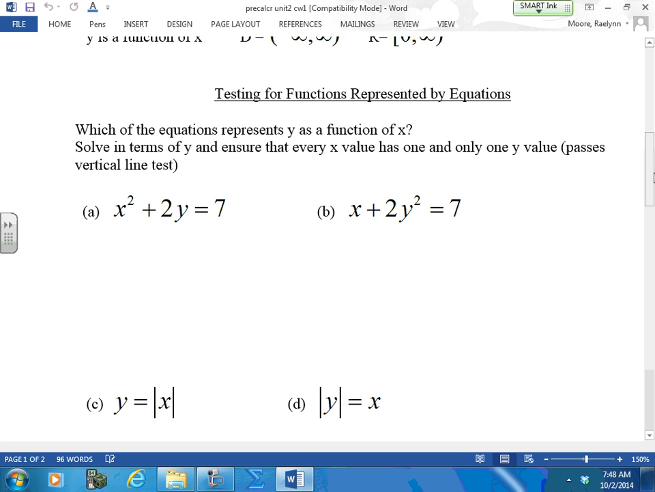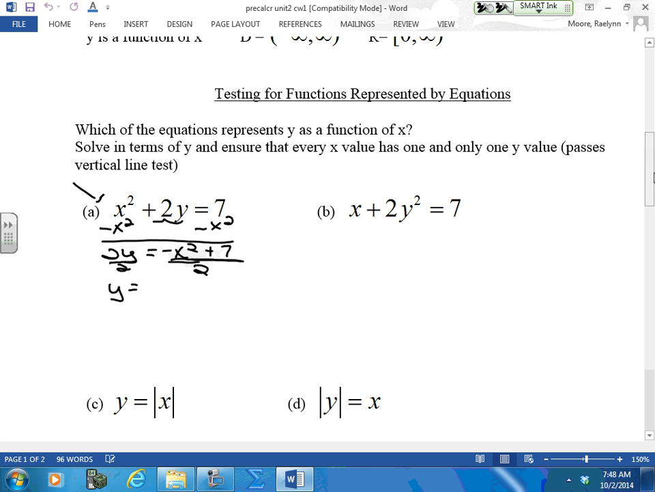So when you solve these things, you're going to solve in terms of y. Now this guy, you can tell right away what this equation is going to be: a parabola. It's just going to have some transformations here. So we're going to get y by itself, and we're going to divide everything by 2. So, yep, we have this.